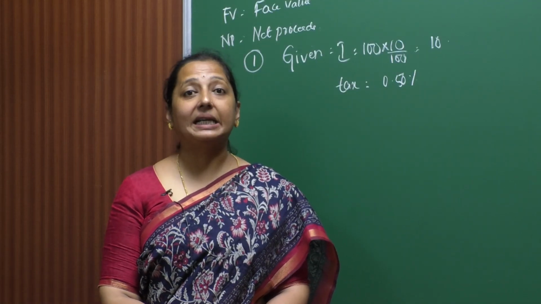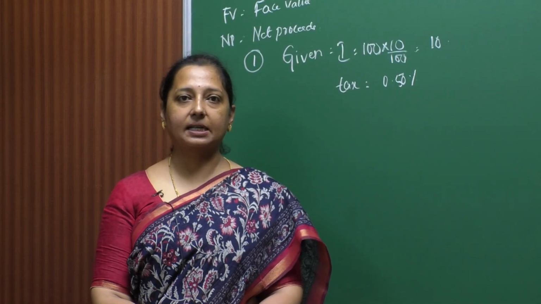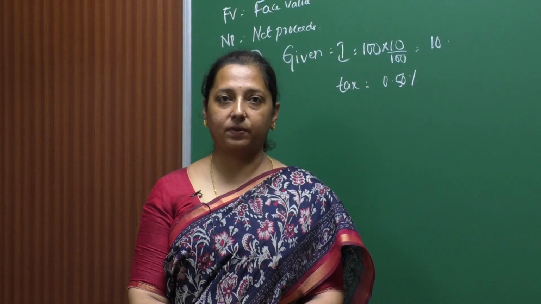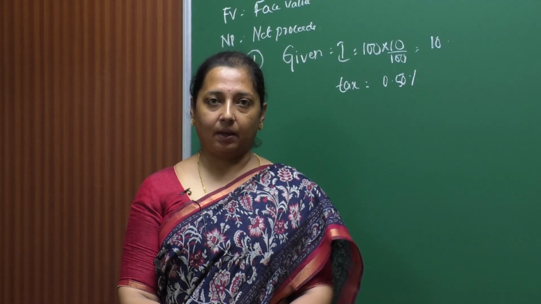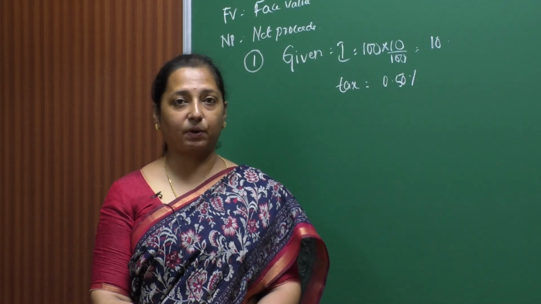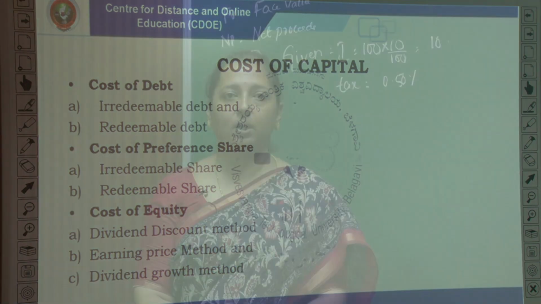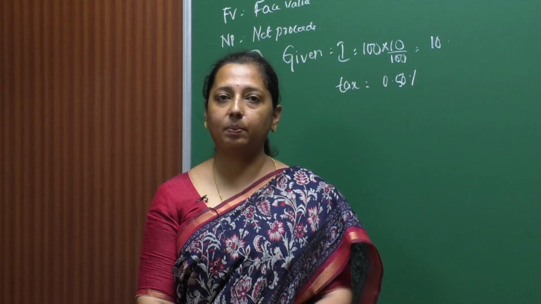When it comes to debt, we come across a debenture. There are two types of debt, that is irredeemable debt and redeemable debt. When it comes to equity, we come across three types, that is preference share, equity share and retained earnings. Retained earnings is an internal source of financing. Preference share also consists of two types, that is irredeemable preference shares and redeemable preference shares.